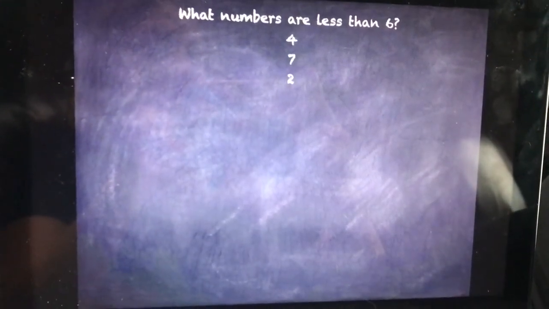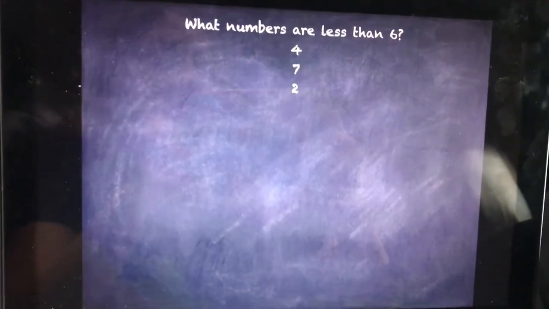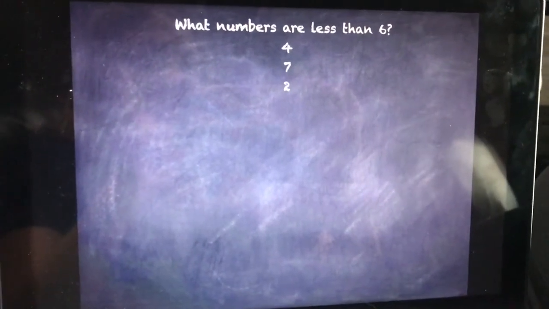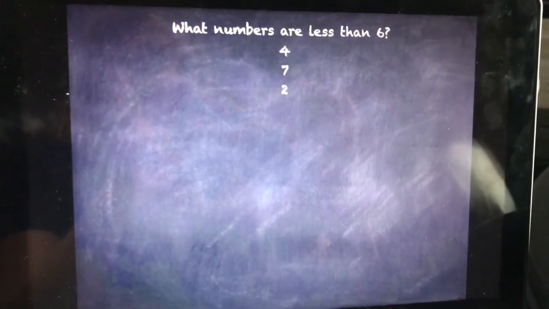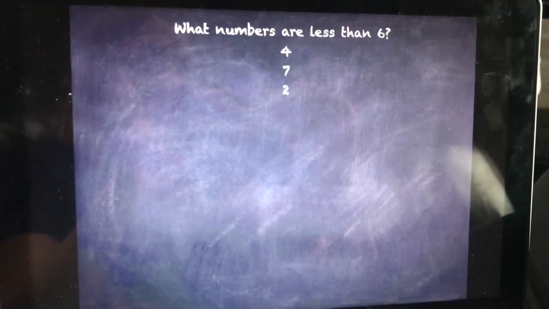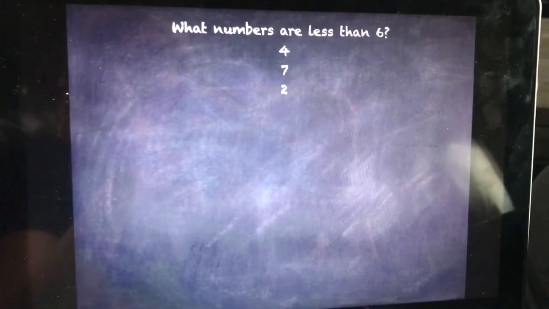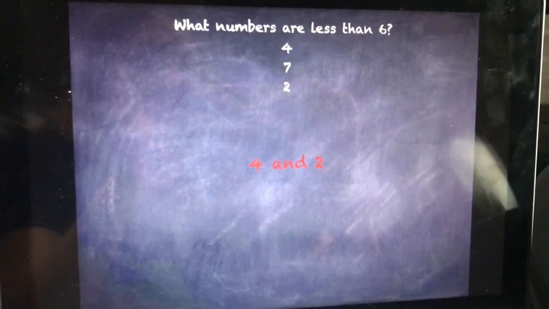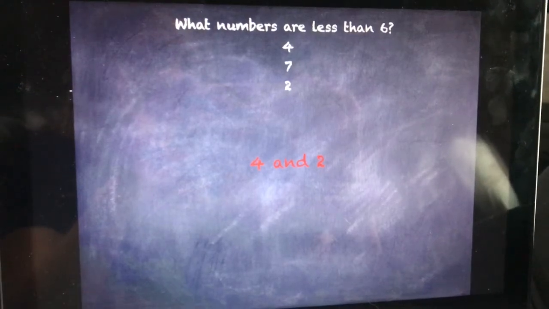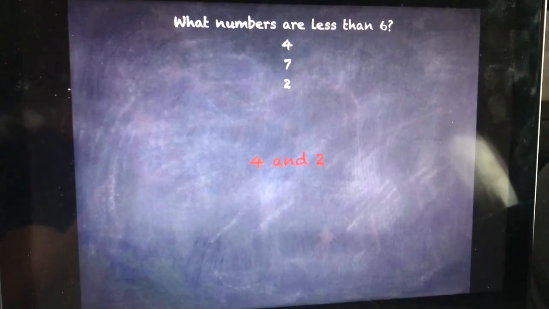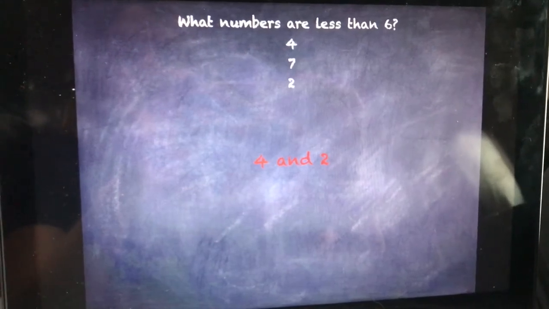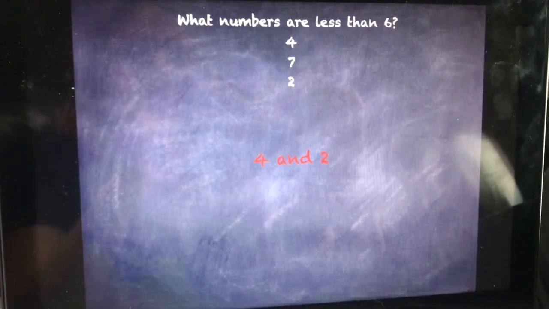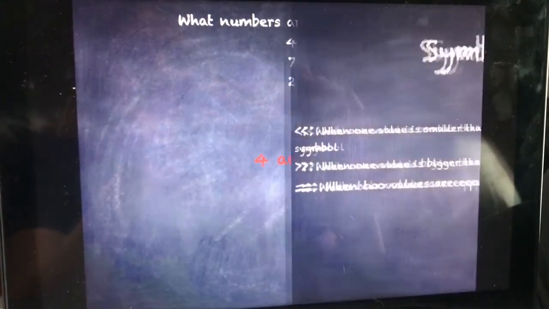So again, what numbers are less than 6? Is it 4, 7, or 2? I'm waiting for a quiet hand to tell me what numbers are less than 6. Good job. It's 4 and 2. Ta-da! You got the answer. Nice work. Does everyone understand where we got less than for 4 and 2? Great. Does everyone understand the difference between greater than and less than? Awesome. Let's move on.